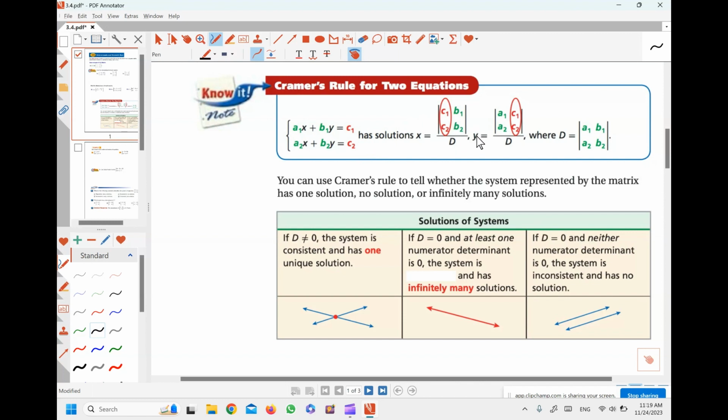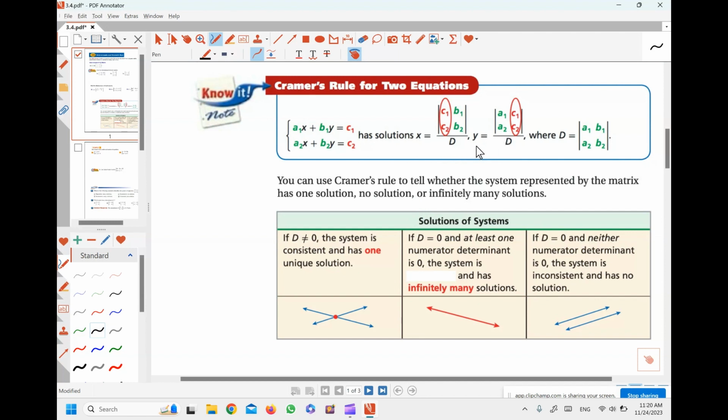For y, in place of the coefficient of y's, we're going to write the constants. The coefficient of x's comes first and then the constants. In x, the constants come first and then the coefficient of y's. So this is how you find x and y. And you also know that a system sometimes has no solution, sometimes only one solution, sometimes infinitely many solutions.